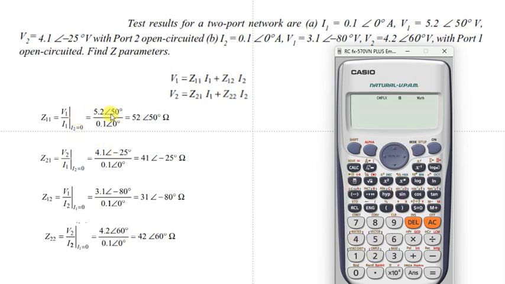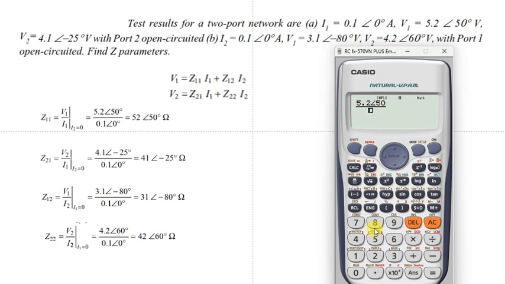Now Z11 is equal to the ratio V1 by I1. So select this ratio. In the numerator, you type 5.2 angle. The angle button is shift and this minus button. Here you can see the angle button, and then the denominator.